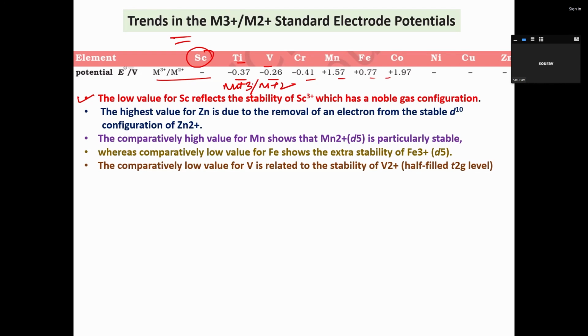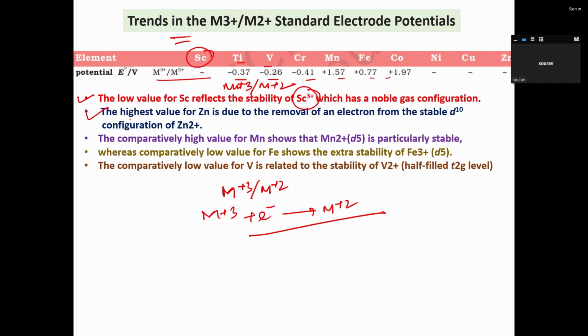Because we know that for the reduction potential value when we are talking about M plus 3 to M plus 2, M plus 3 takes one electron and forms M plus 2. So for scandium, we know that the plus 3 oxidation state is stable. That's why it will have a lower value.